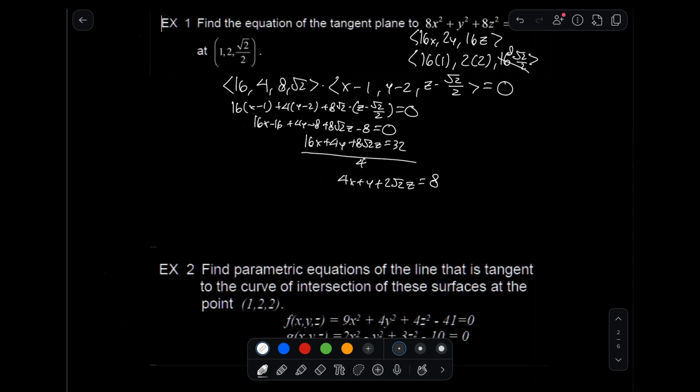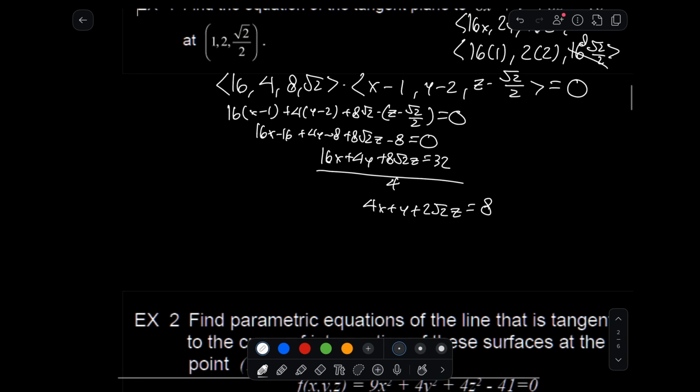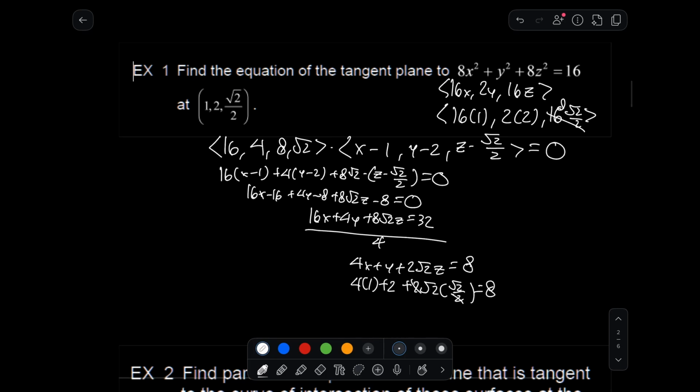And we can plug in our point real quick just to double check. So let's just do that to make sure. 4 times 1 plus 2 plus 2 root 2 times root 2 over 2. It's a lot of 2's right there. This goes away, this goes away, this becomes 2, and that becomes 8. Perfect. So we checked our math, everything looks good.